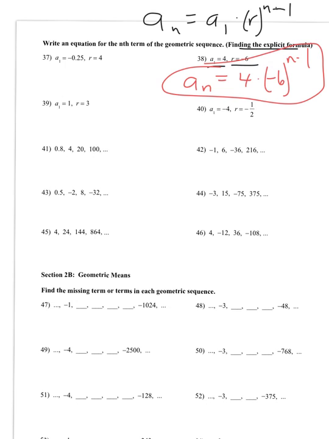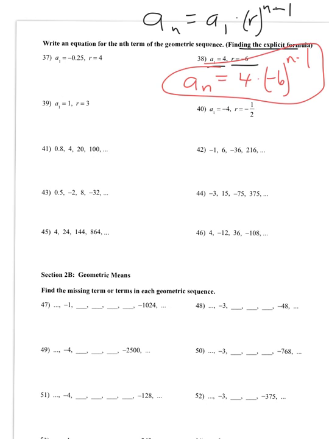I can't multiply the 4 and the negative 6, because if I actually knew a value for n, I'd have to put it up in the exponent, subtract 1, and do that exponent first before I multiply. So we can't really simplify this one like we could a little bit with the arithmetic sequences.